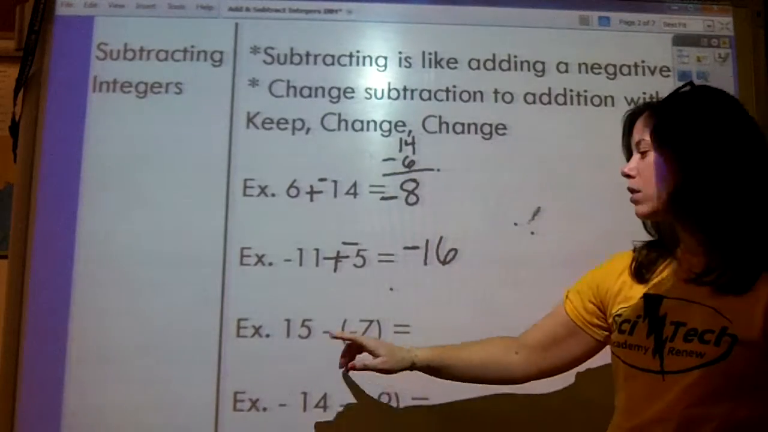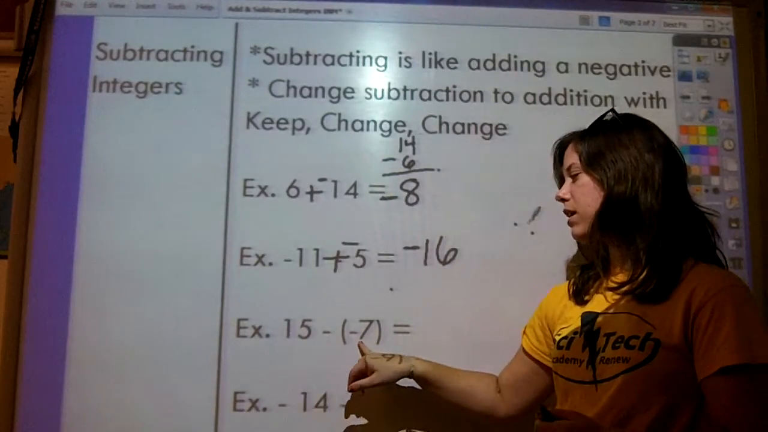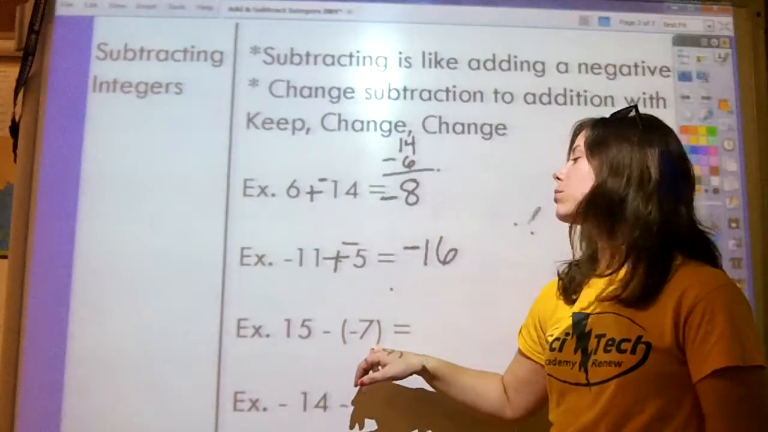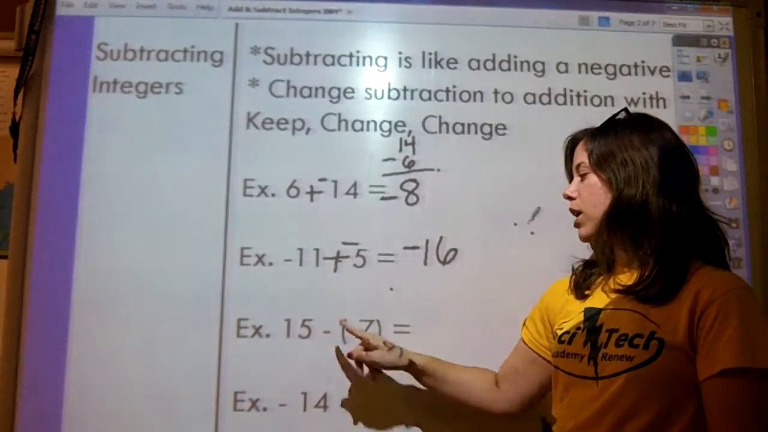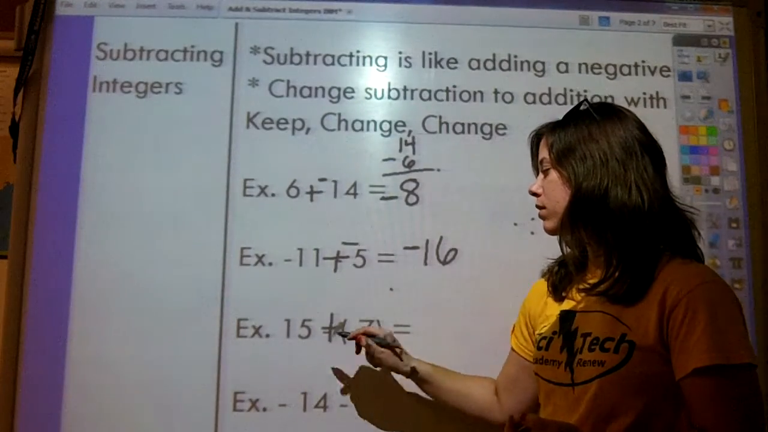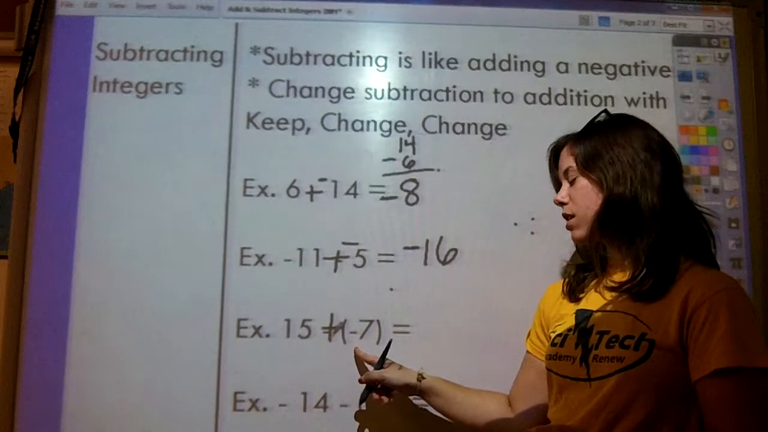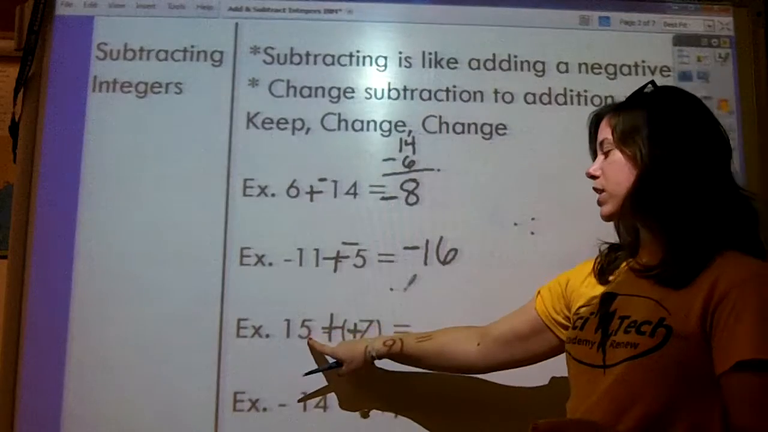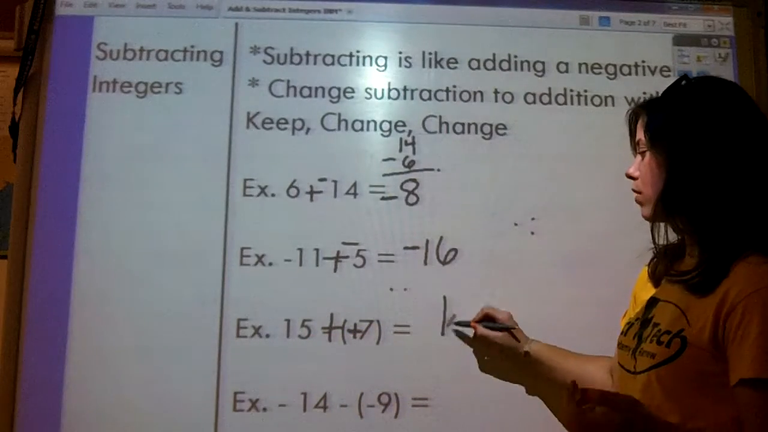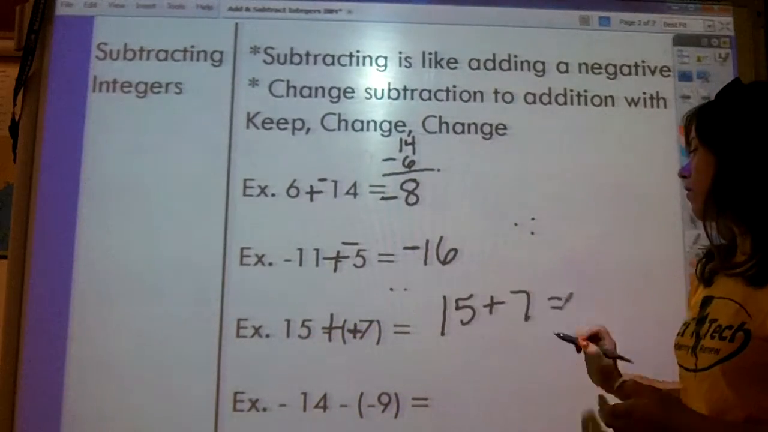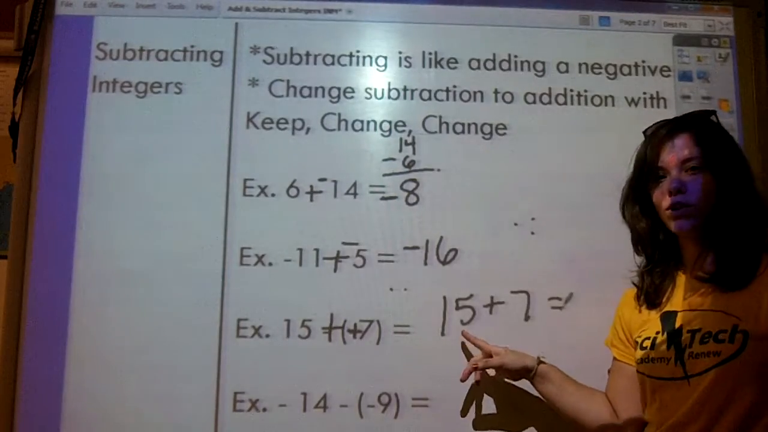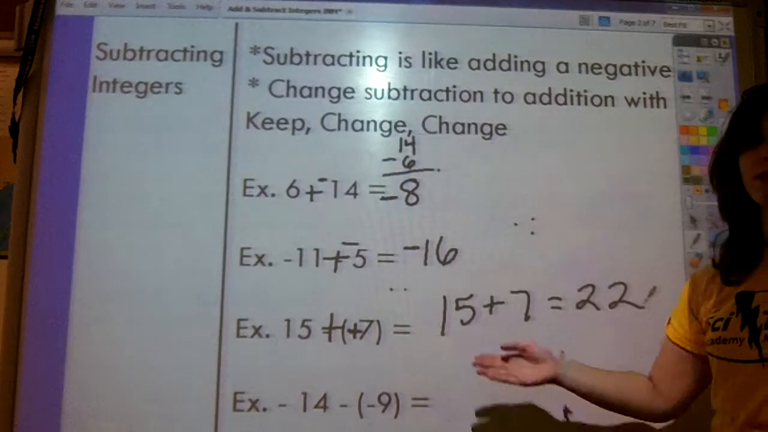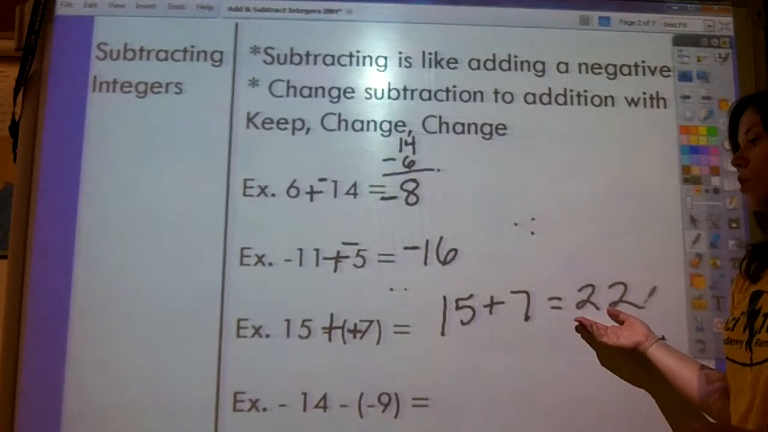Let's look at another. 15 minus negative 7. I'm subtracting with negatives, so I want to change this to an addition problem. Keep, change subtract to add, and change the sign of this number to positive 7. So now what I have is 15 plus positive 7, or 15 plus 7. Look, this is like what you learned in first grade. 15 plus 7 is 22. Nothing crazy. Positive plus positive is more positive.